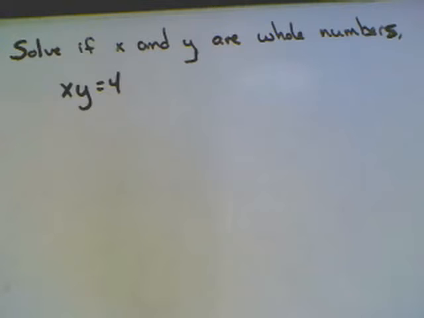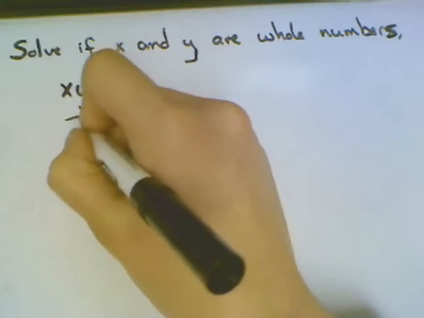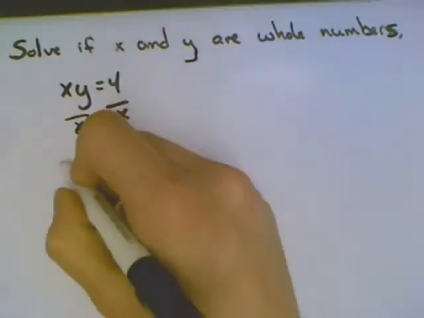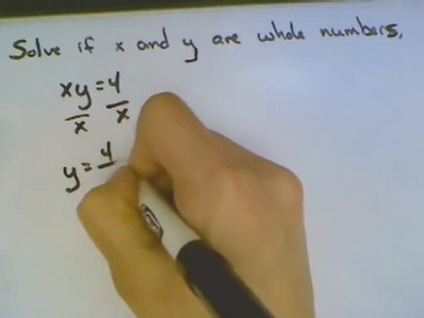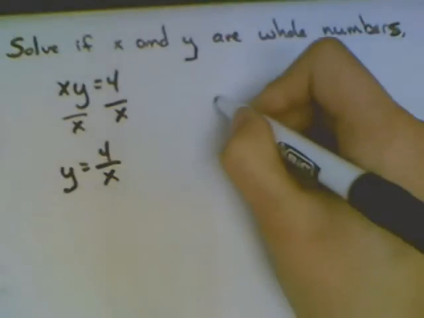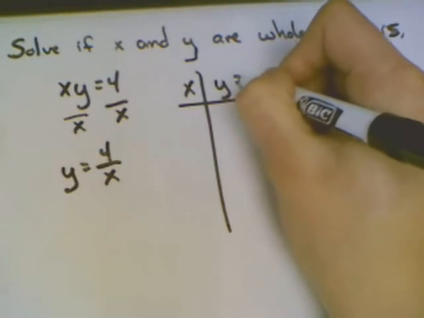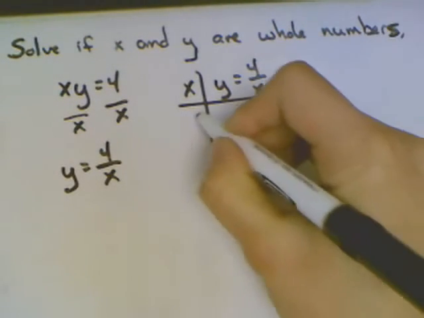One more example. X times y equals 4. I want to know all of the whole number solutions. Start by solving for y, and I'm going to do that by dividing both sides by x. So y equals 4 over x. Now I'm going to create my table. Here's my x column. Y is going to be 4 divided by x.